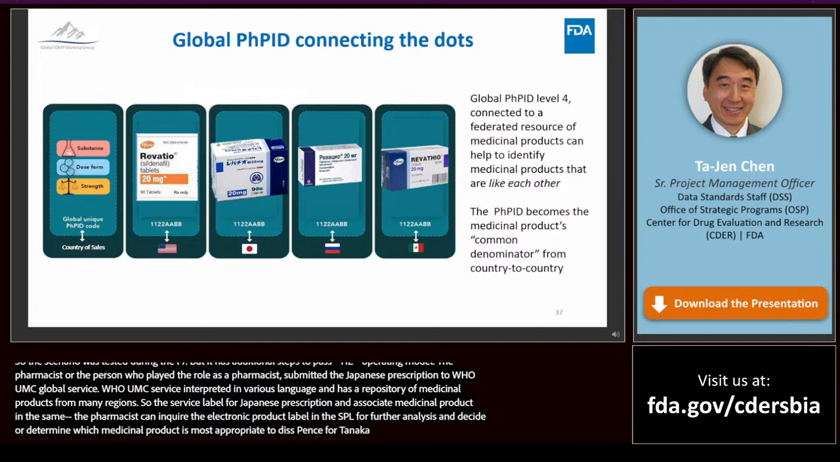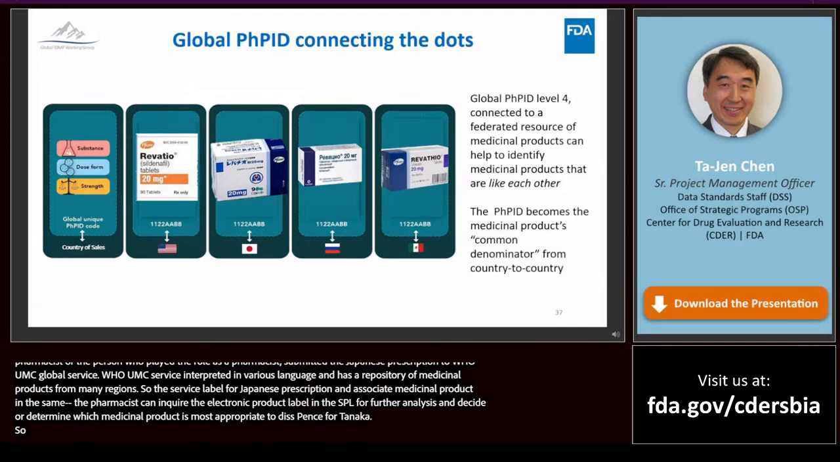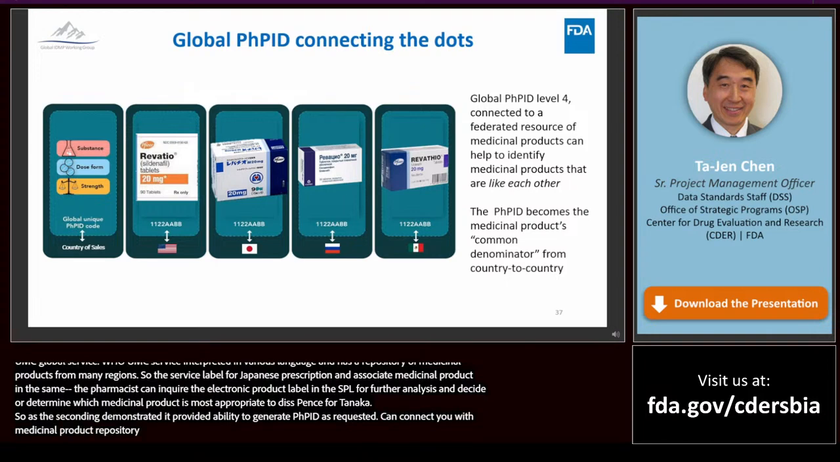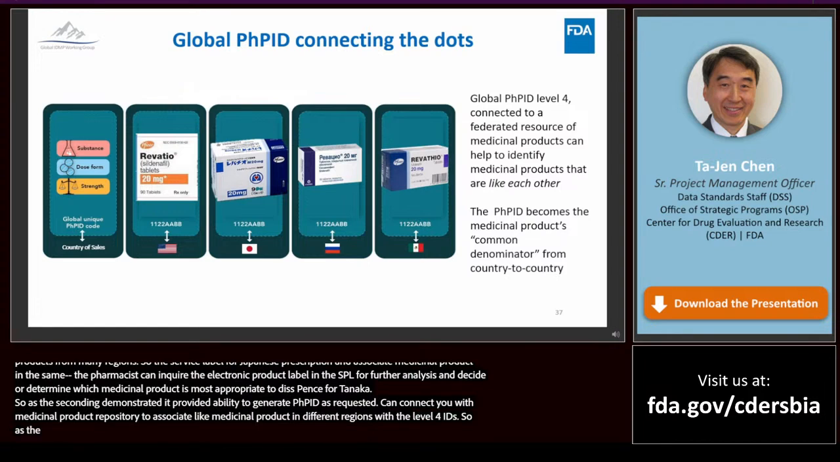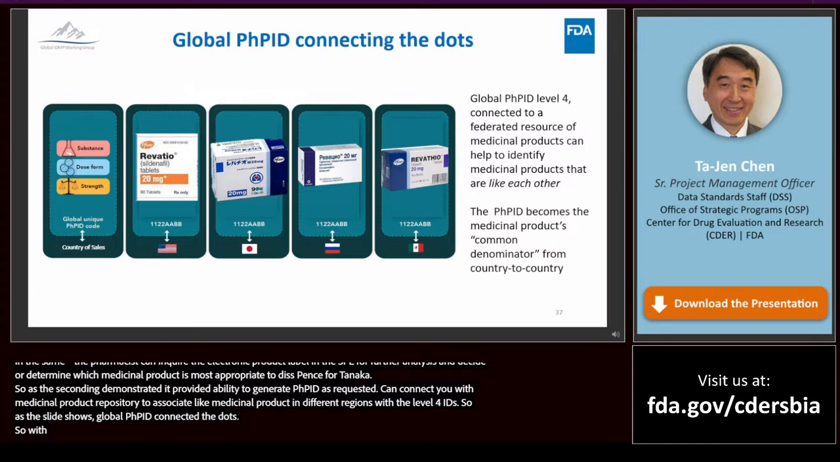So as the connectathon demonstrated, GIDWG operating model provides the ability to generate and maintain PHPID as requested, and can connect to a medicinal product repository to associate like medicinal product in different regions with the label for global PHPIDs. So as the slide shows, global PHPID connected. So with that, I'm turning the presentation to Sonia. Sonia, thank you.